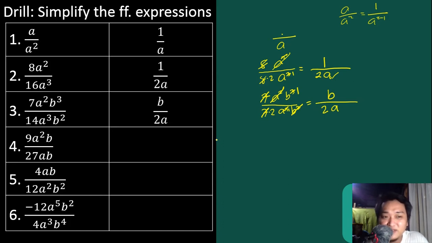9a squared b over 27ab. So that is 9a squared b over, how about 27? That is the same as 9 times 3. 9 times 3. Cancel. How about ab? Okay. Gagawin natin ulit, isusubtract natin yung kanyang exponent. So, cancel this kasi 1 yan, di ba? 1 yung exponent niya dyan. Hindi na sinusulat. No need to write that. Cancel. Ito, mababawasan. Magiging 1 na lang. Kasi 2 minus 1 is just 1.